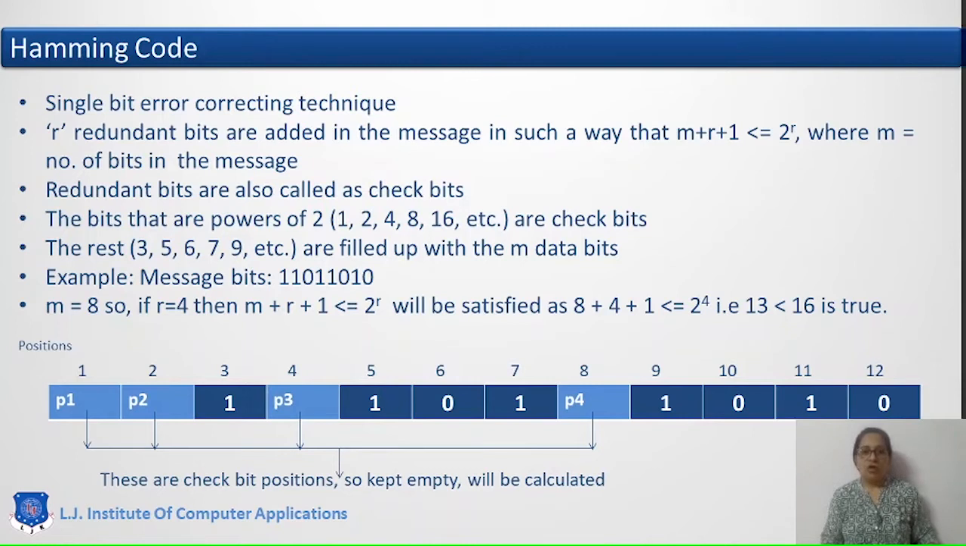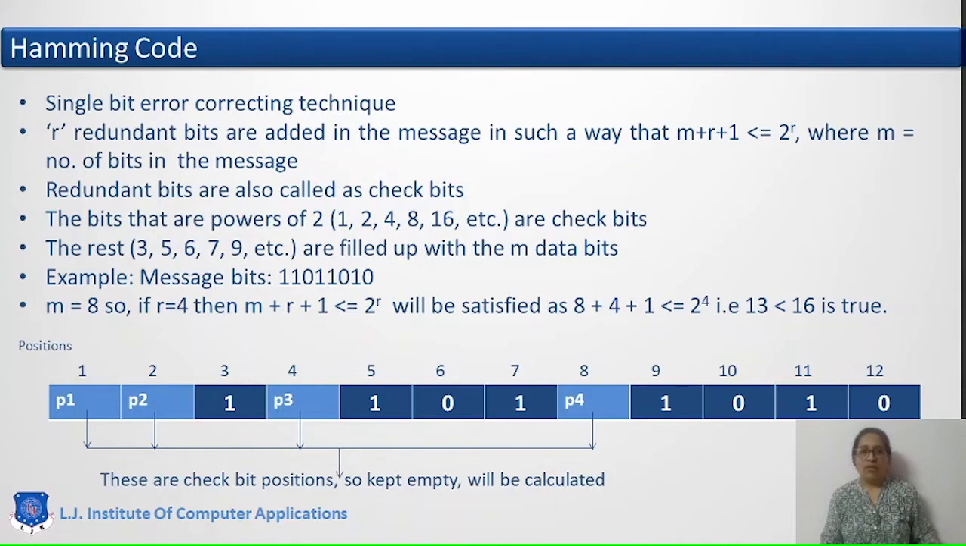We have to follow a formula that m plus r plus 1 must be less than or equal to 2 raised to r, where m is the number of bits in the message and r is the number of redundant bits. You can say the parity bits also, or the extra redundant bits. So the message will be of m message bits plus r redundant bits in such a way that this formula is satisfied. So we have calculated here that r must be equal to 4.